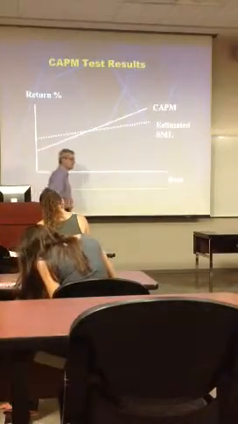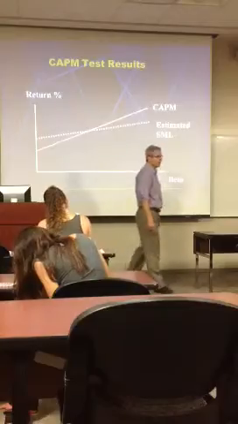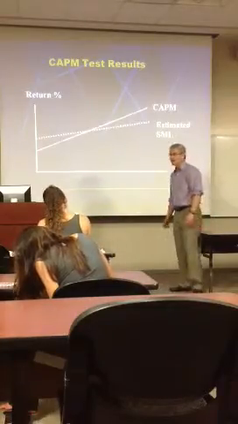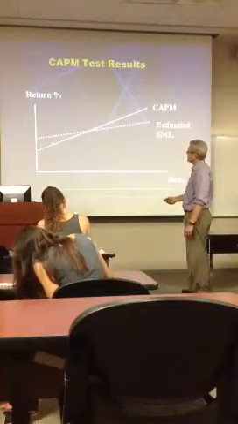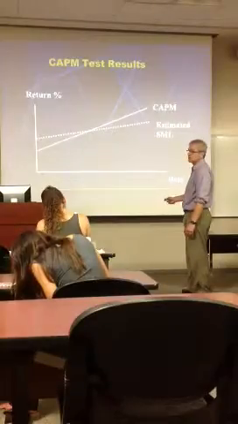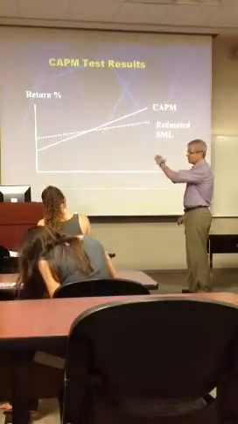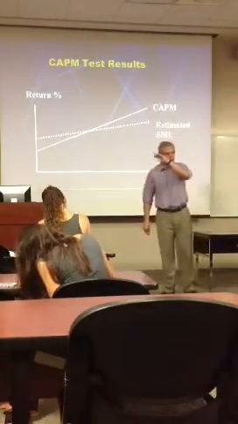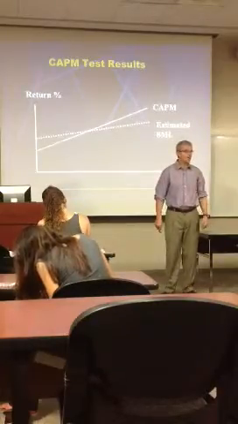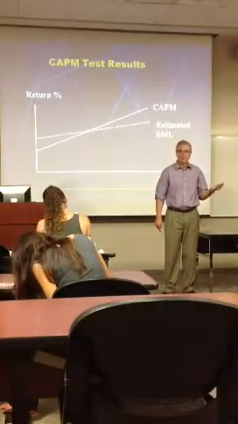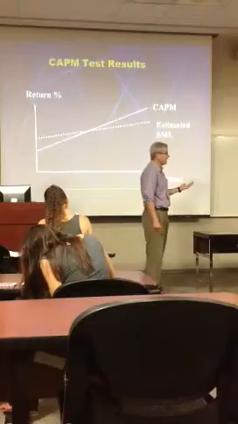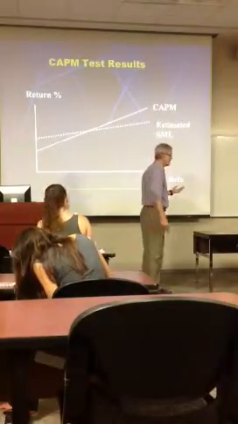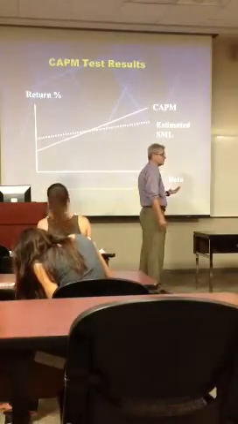Okay? And this is a problem, because in fact, in a lot of estimates of the CAPM, the security market line is almost flat. It's close to being flat. It's got a slope, but it's a very small slope. So what the heck is going on here? Beta doesn't seem to be capturing risk. Okay?